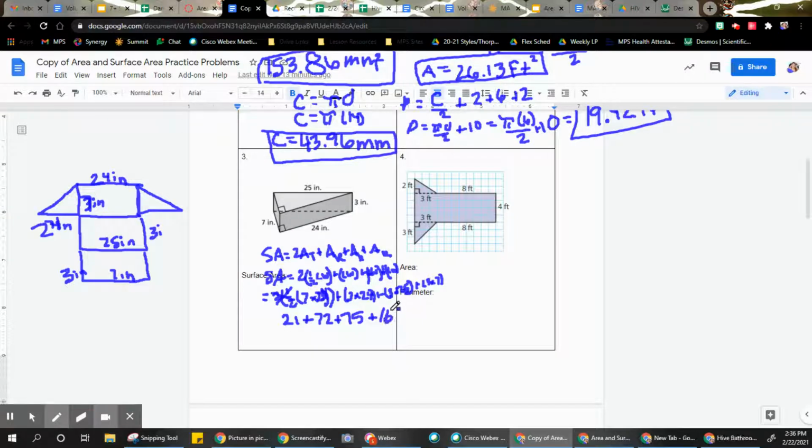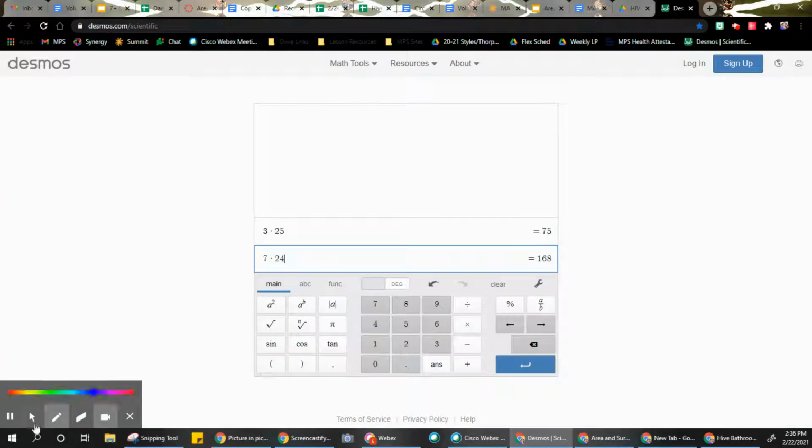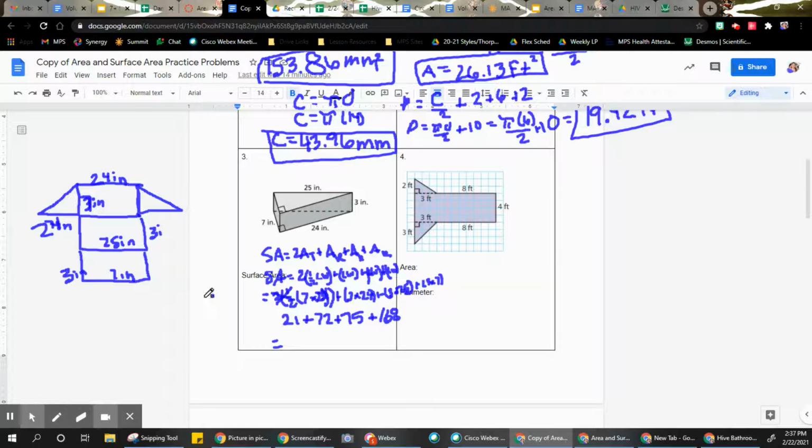And so now I just need to add all these numbers together. So it's 21 plus 72 plus 75 plus 168. So I'm going to come here and hit clear all. And I'm going to do 21 plus 72 plus 75 plus 168. That gives me 336, and that's going to be my answer, 336 inches squared.